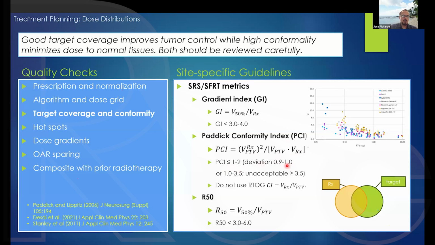If it's 0.9 to 1 is considered a deviation. Oh, sorry, 0.9 to 1 or 1 to 3.5. And if it's bigger than 3.5 is considered unacceptable, okay?